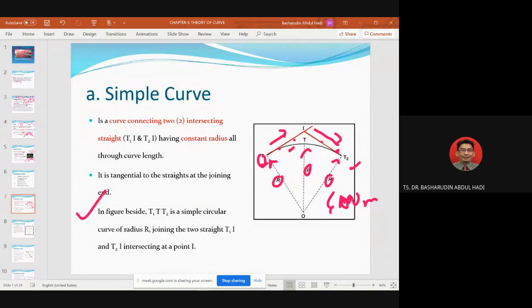Next, in the figure beside, T1T2 is a simple circular curve of radius R. So you have the curve here. You have one radius only, joining the two straights T1I and T2I. So at point I, the intersection point, this one I. Alright?